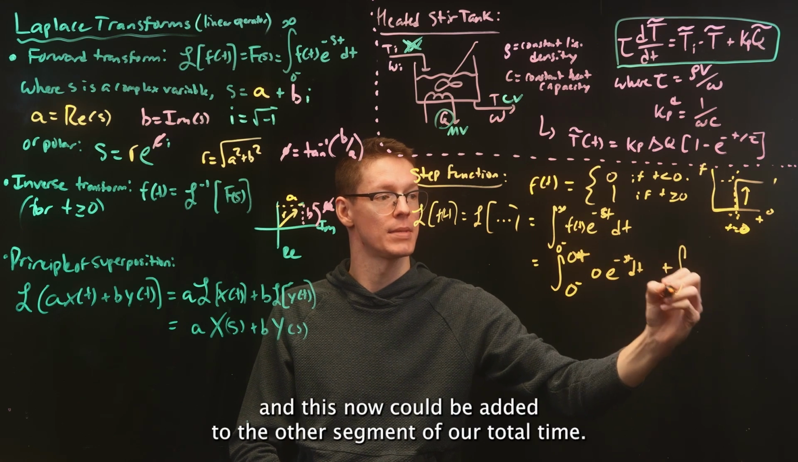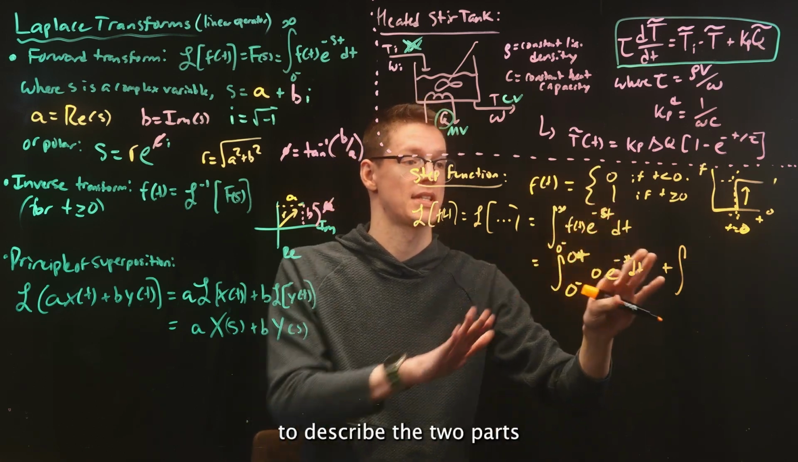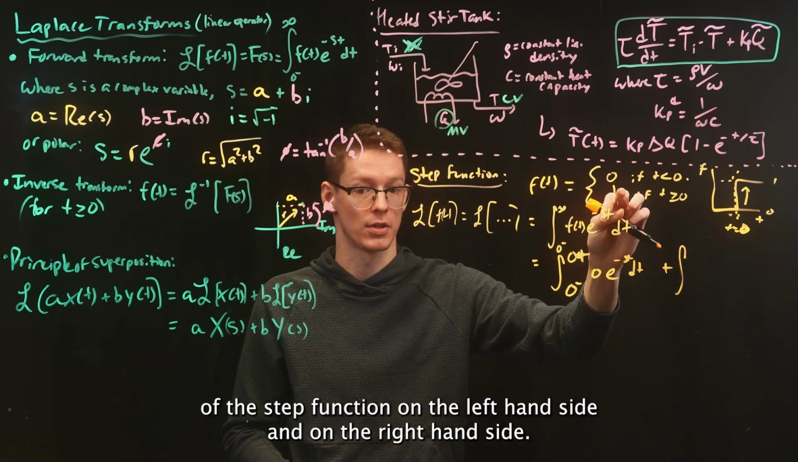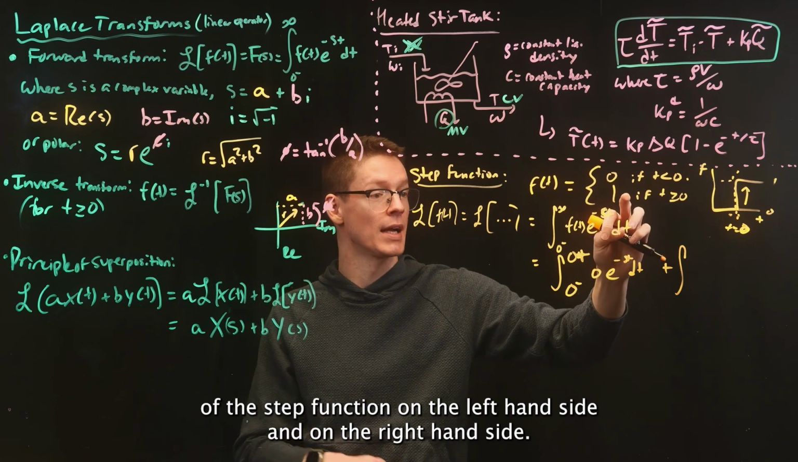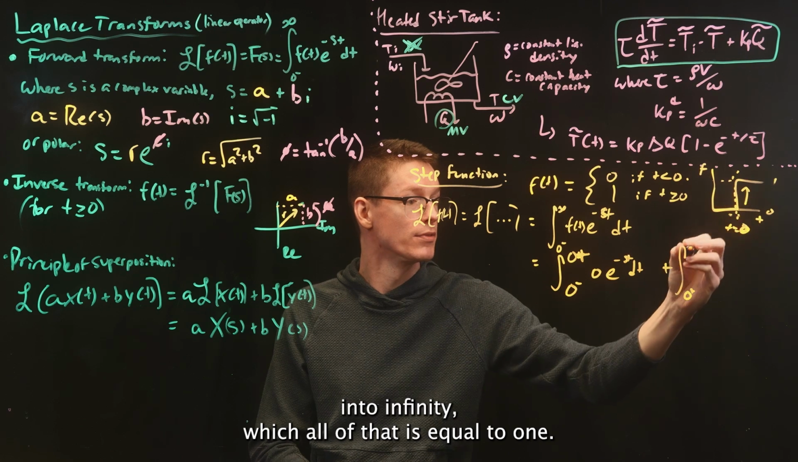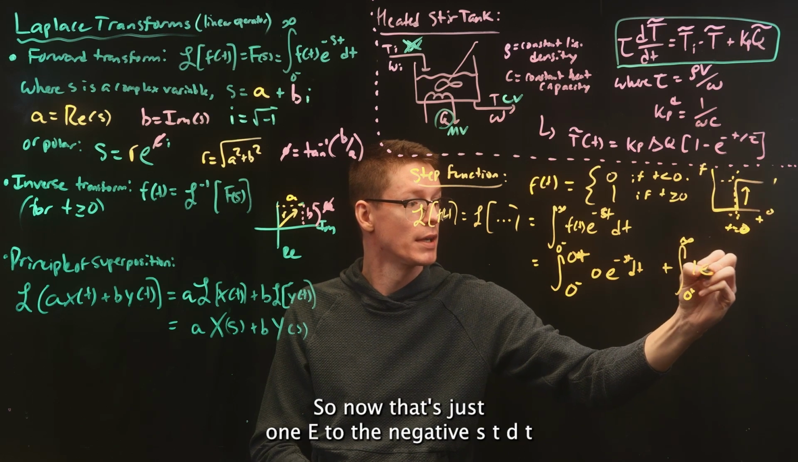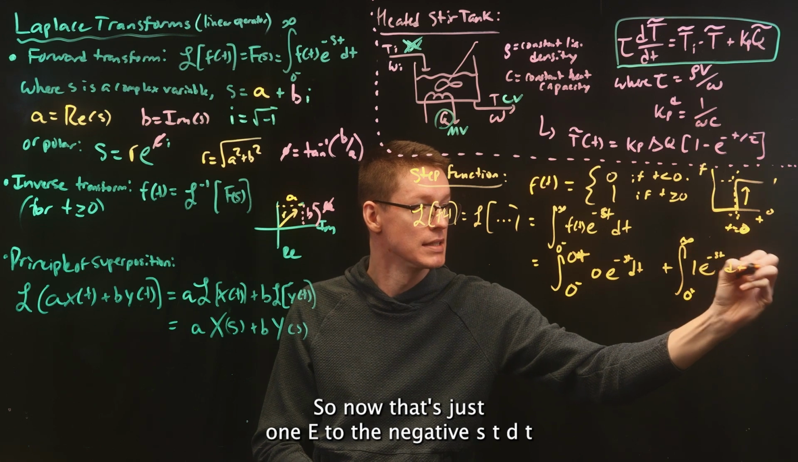And this now can be added to the other segment of our total time. Really what I've done is I've just split up the time to describe the two parts of the step function, on the left-hand side and on the right-hand side. And now this will be from 0 on the right-hand side into infinity, where f of t is equal to 1. So now that's just 1 times e to the negative st dt.